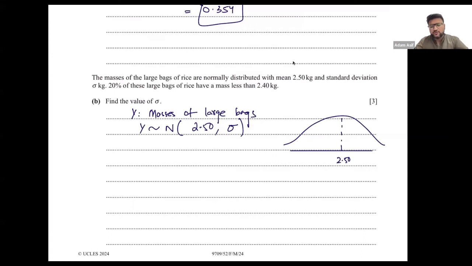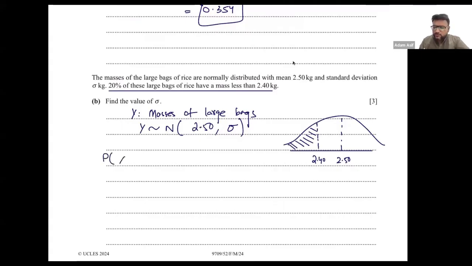Now 20% of these large bags of rice have a mass less than 2.4. So how would you write this as a statement? 20% of these large bags of rice have a mass of less than 2.4. The value 2.4 would be below the mean. And 20% of these have a mass less than 2.4.